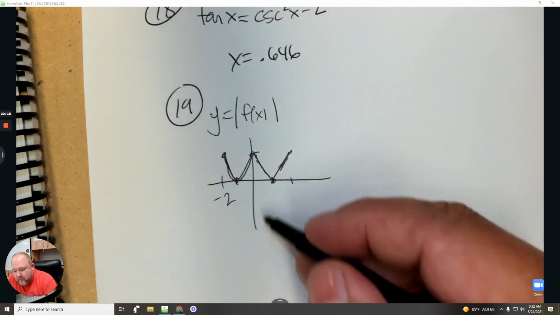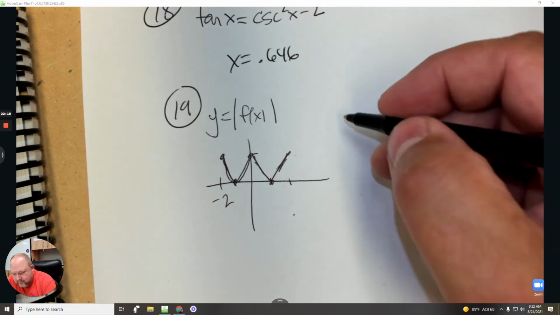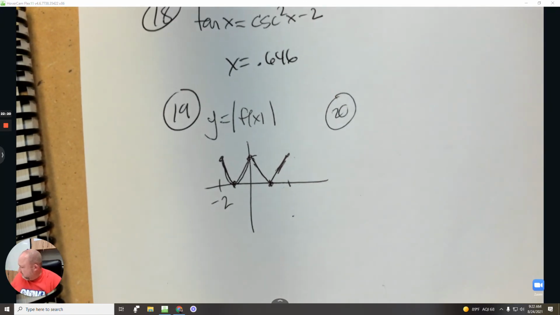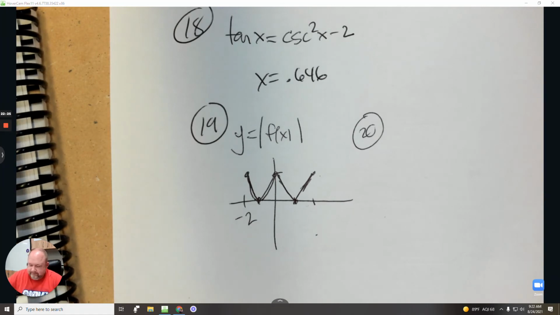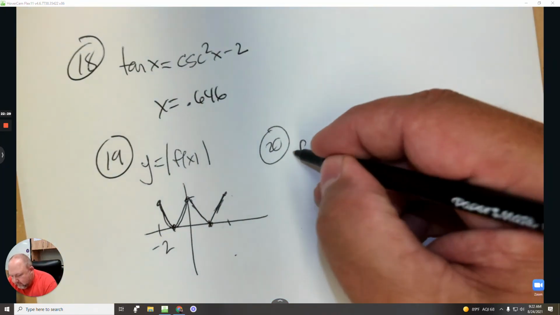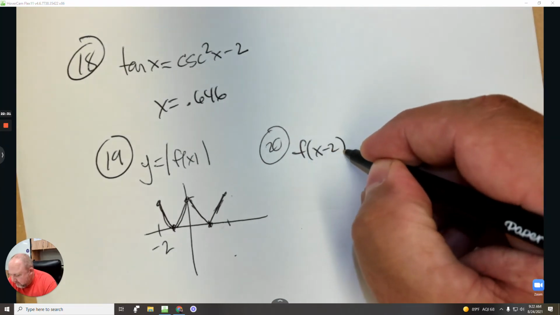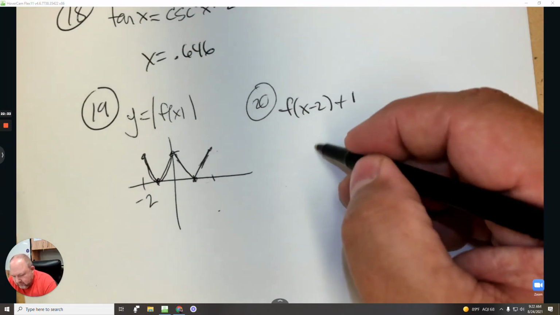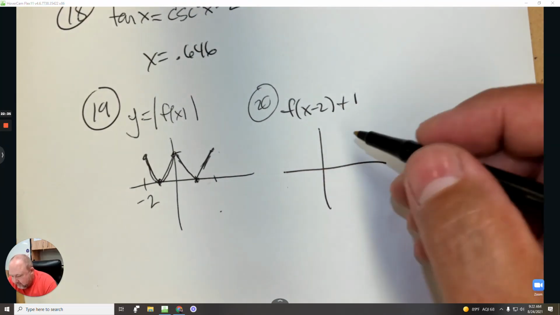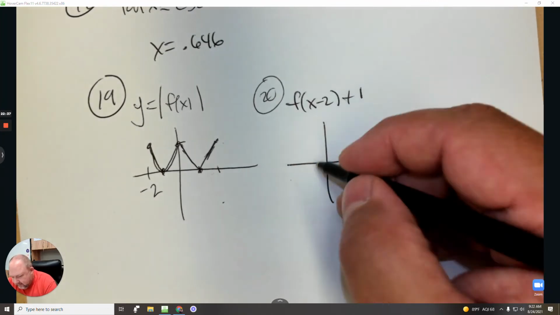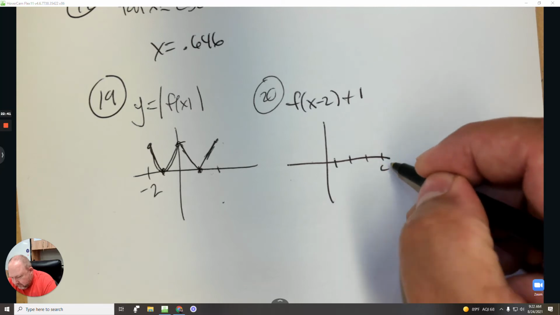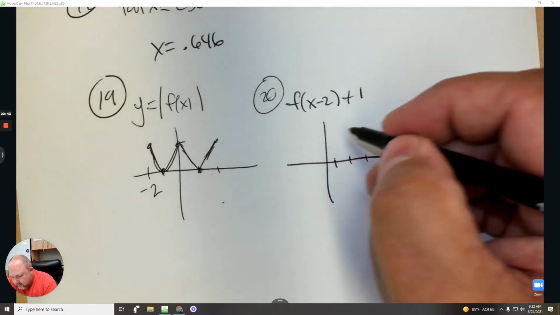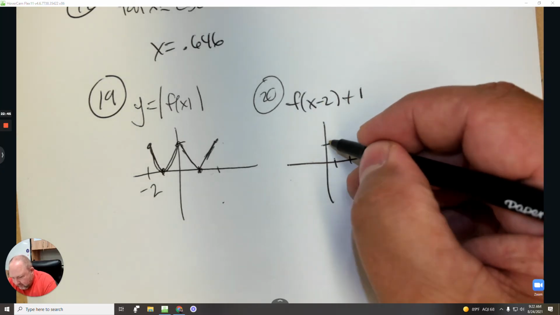So that part that was below just gets reflected up. For number 20, what's the graphing adjustment there? Everything's been shifted to the right 2 and up 1. So I'm going to take every point and shift it to the right 1, 2, 3, 4. It's going to go all the way to 4. And then up 1. So it's going to go up to 2 now.